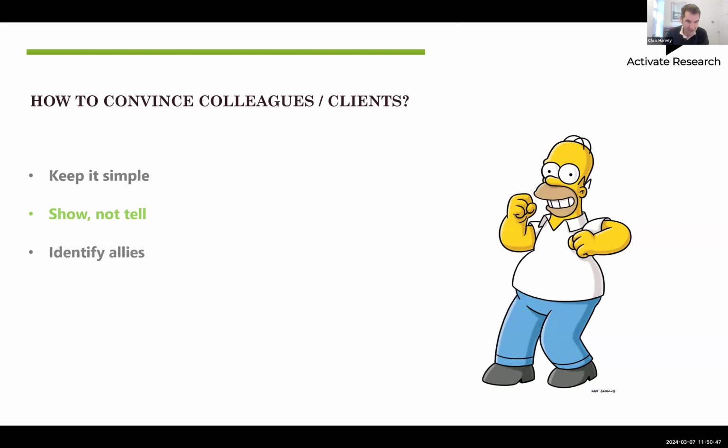And lastly, like anything really, it's quite hard to do this stuff on your own. So identifying allies, for example, within your client organisations that you work with, people that have got an interest in this area that can help you to sell the benefits of it within their organisation. So trying to identify and meet up with those key allies on a semi-regular basis in order to help spread the word about behavioural science.